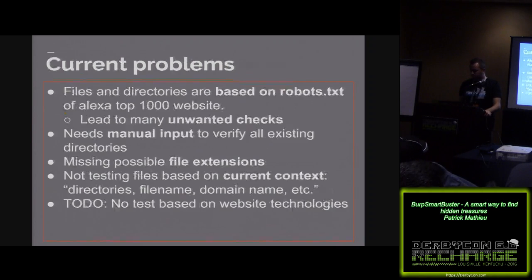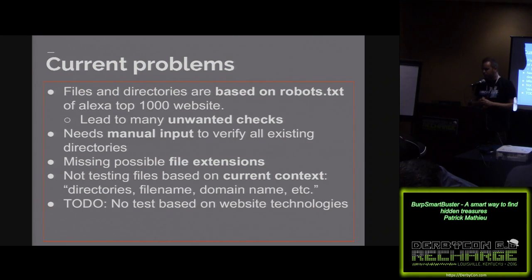And the word lists that are used by Dirb and Dirbuster are based on the robots.txt files from the top 1000 Alexa websites. So these lists of directories and files are based on websites which are not the website you're testing, so you're doing tons of unwanted checks. For example, if you look into the files, you'll see directories like /test Bob or something like this, which is a test that somewhere Bob did, but you're testing a web application which is not related to a person named Bob, right?